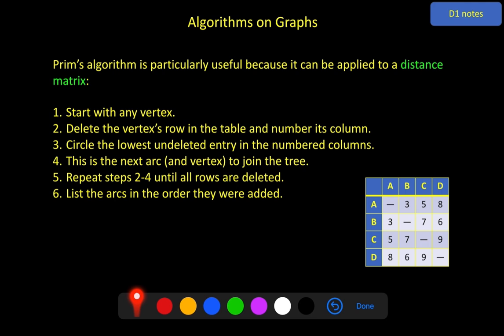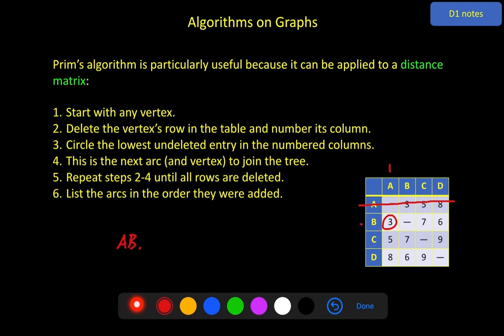So here's a little one on the side while the algorithm is on the screen. Start with any vertex, A again, easy one to start with. You delete that row and number its column. So A is column 1 and A's row is gone. Now we find the lowest undeleted entry in the numbered columns. I only have one numbered column, so I'm only looking in column A. The lowest undeleted entry is this 3 here. Circle that. That's part of the process that the examiner is expecting to see. And if you remember your distance matrices, this is the arc AB. So AB is the first one in my tree.